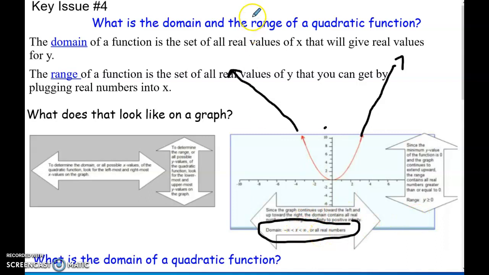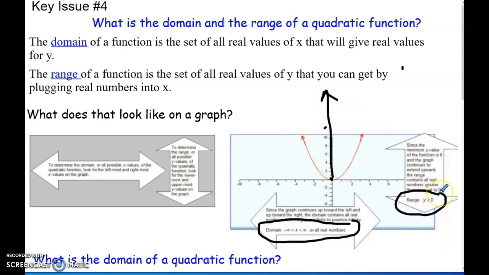How do we figure out what the range is? The range is all my possible y values. Since the minimum y value of the function is 0, if I look here, this is the lowest that graph comes. It comes right here. So the minimum value of the function is 0. So the graph continues to go upward like that. Then it means that my range is all of those values that are greater than 0. So we say range is y values greater than 0. So remember, domain is x, range is y.